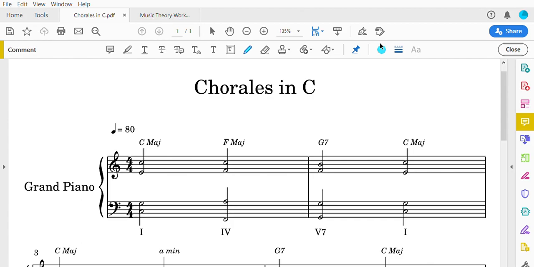So what I have here is the chorale that we wrote the other day in C major. That is a C major chord, F major chord, G7, and back to C major. A quick, simple chorale. And it follows the structure of a typical phrase in music. You can see that we still have our Roman numerals down underneath, but I also added here the names of the chords that we have.